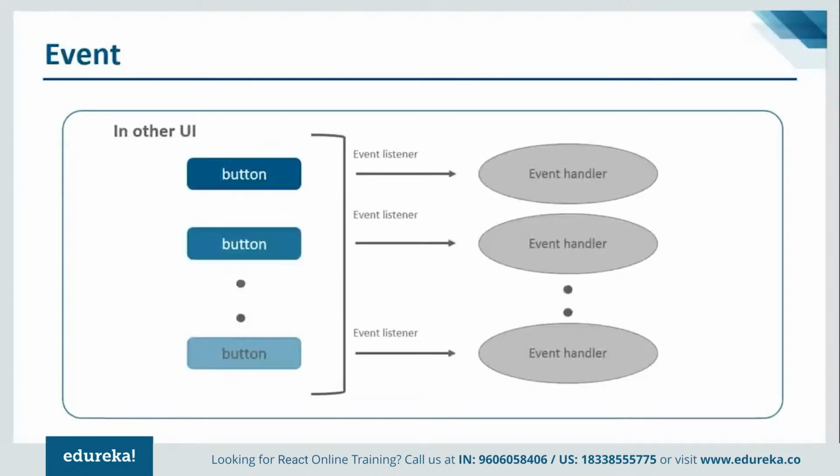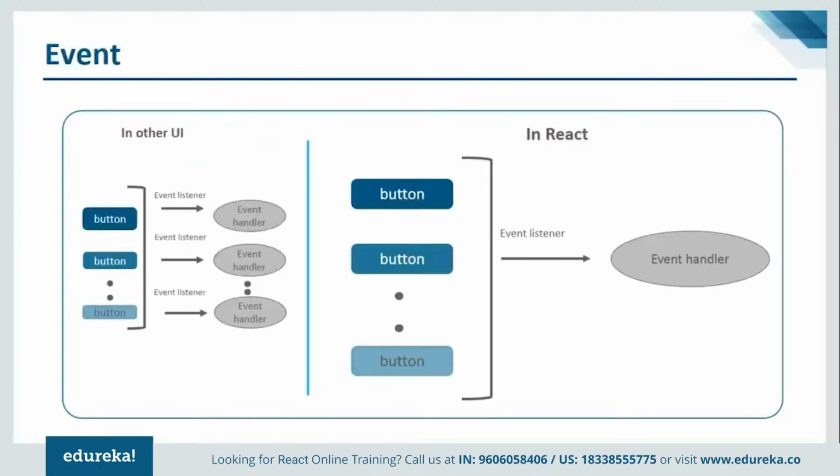Moreover, in other UIs, one event handler is assigned for each event, which leads to more memory consumption and also makes our work tedious. But in React, the event handler is not attached to the DOM elements directly. Rather, it only uses the root event handler, which is responsible for listening to all the events and then calls the appropriate event handler as per need. Let's now see how the event is created and triggered practically.